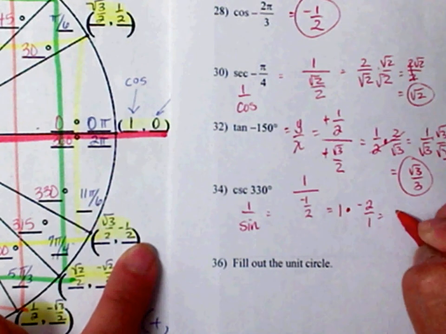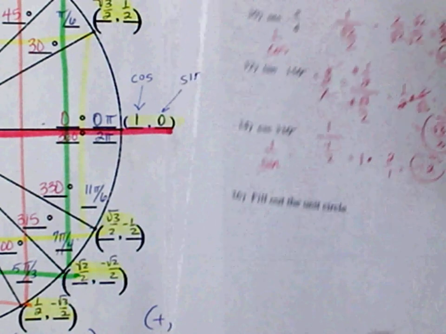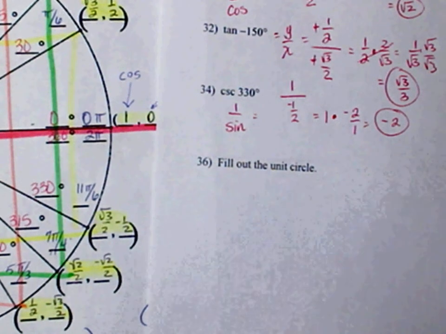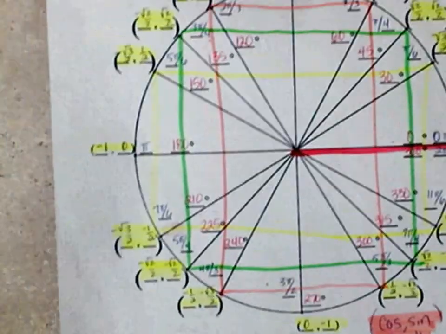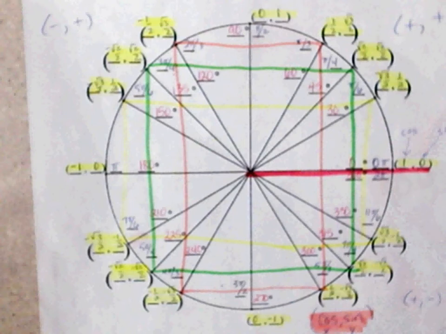Number 36, you are to fill out your unit circle. There is a video for you already, if you will go look, that shows you how to fill out your unit circle. But here is my unit circle. If you want a brief picture of it, okay, just make sure that you know it because it is part of your test.